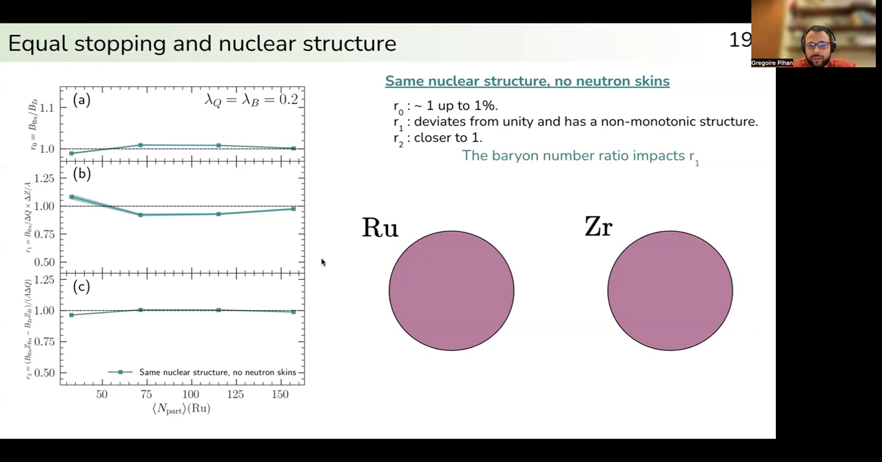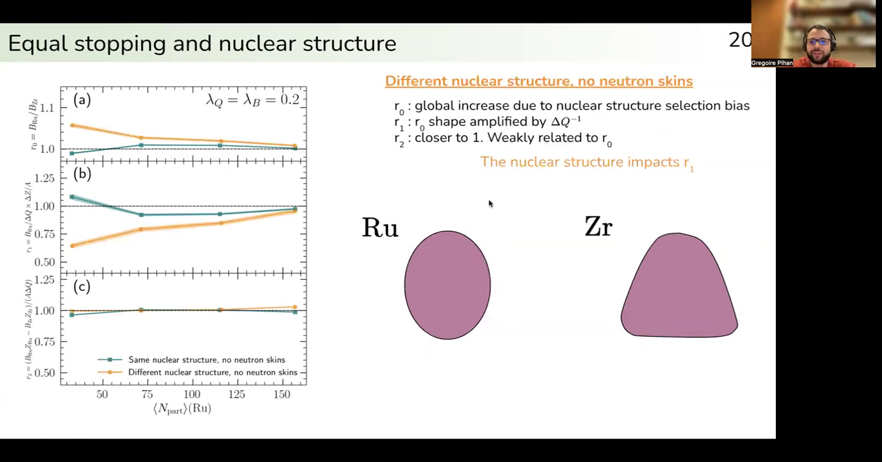And now I want to show you that if we consider different nuclear structure for the ruthenium and zirconium, but we have also no neutron skin. So we don't consider the neutron skin, but we have different nuclear shape. And we see that here we have a larger impact on this ratio of baryon number at midrapidity.